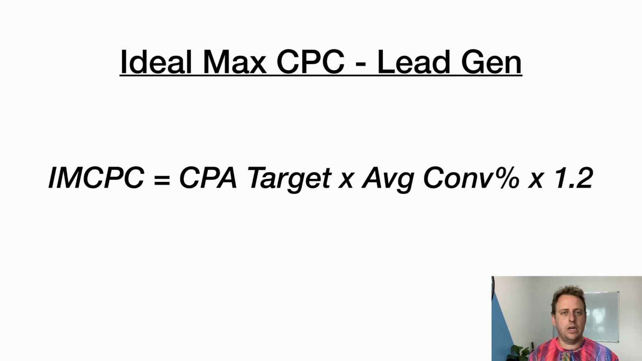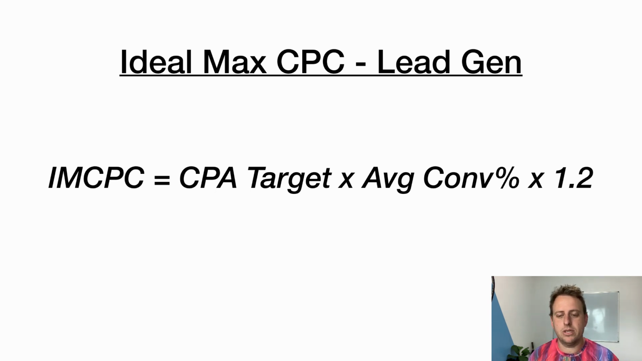Now, what if you're doing lead generation ads? So the ideal max CPC before is about a sale that produces revenue. But what if you're doing something that is about generating leads and it's not going to result in a direct sale at that point? You're just running your ads for the sole purpose of generating leads, of getting people onto an email list, of calling your business, whatever your lead event might be.